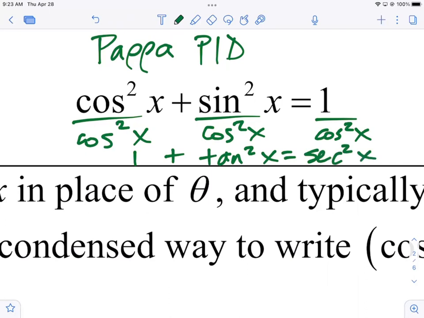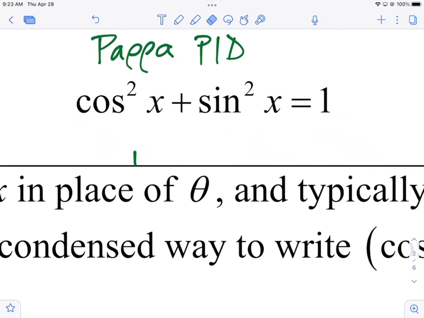That's baby PID number 1. Call it asexual reproduction. No mama PID needed. Just Papa PID shoots out an offspring. Divide through by cosine squared. You get baby PID number 1. All right. So what's another name for secant squared from the Pythagorean identities? 1 plus tangent squared. And what's 1 plus tangent squared equal to? Secant squared. Good. So that's the way you want to memorize it.